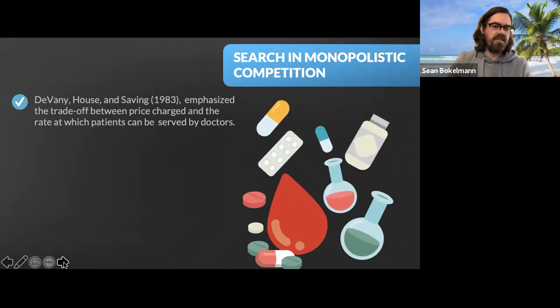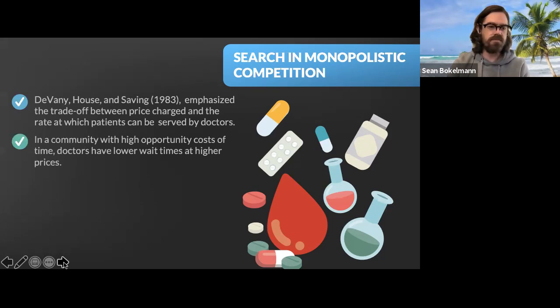So another study by these guys, Devaney, House, and Saving, they really focused in on the trade-off between price and the rate at which doctors see patients, right? So how quickly are patients moving through the exam room? And what they found was that in a community with higher opportunity costs of time, so this would be basically areas that are more affluent, where patients have very high paying jobs, and so their time is very valuable, right?